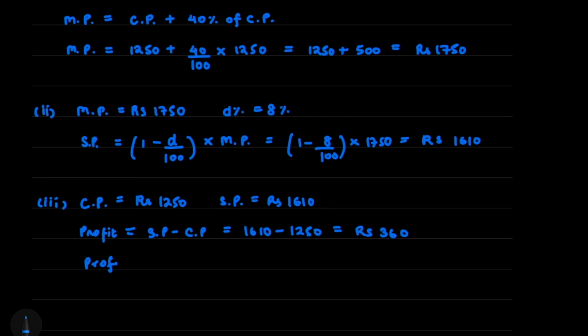Now we'll calculate the profit percentage, and that is 360 over the cost price 1,250 into 100, and this comes out to be 28.8%. And that is the whole combination of cost price, mark price, discount, profit percentage, and selling price. So this is a great example of showing how all of these keywords and these concepts mingle together. Let's move on to another interesting question.